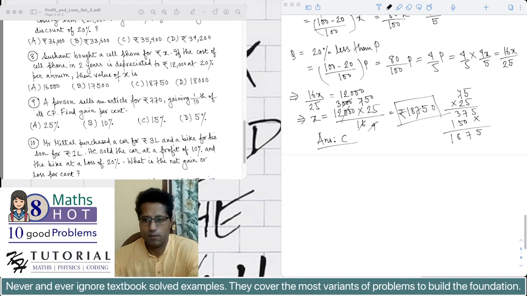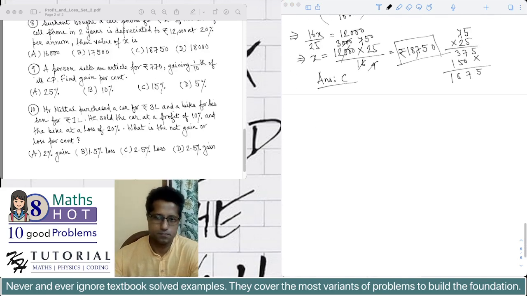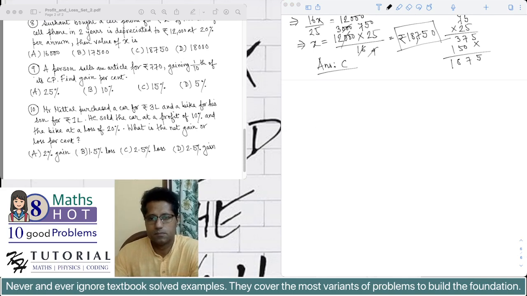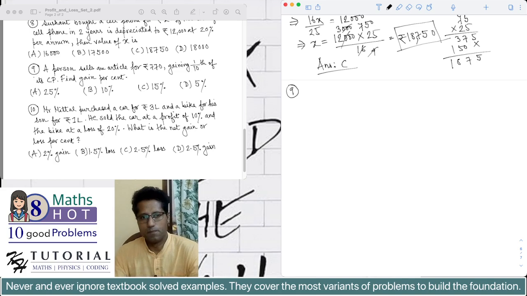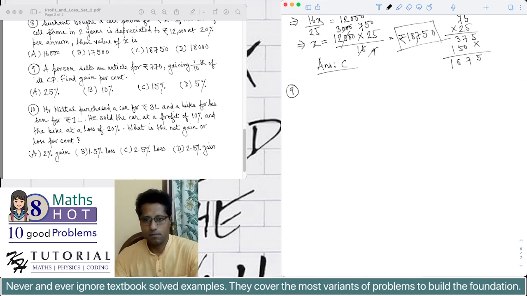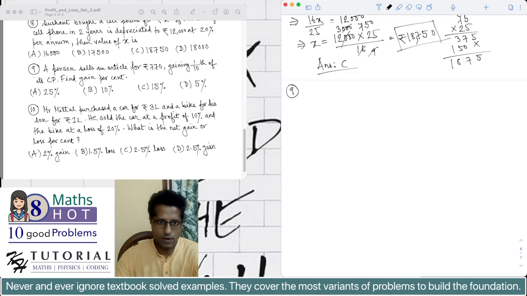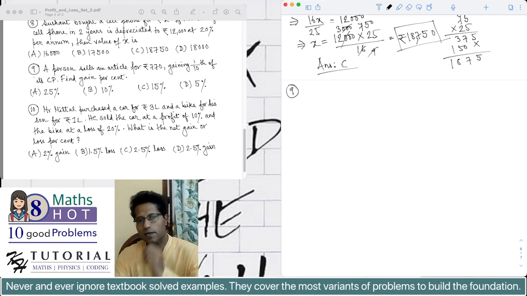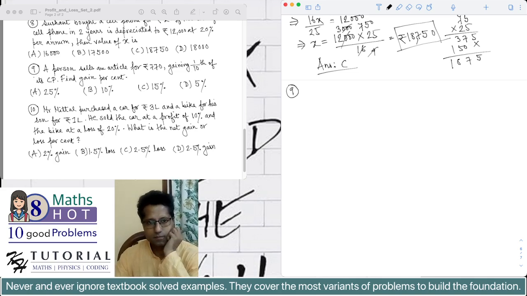Let's do problem number 9. A person sells an article for rupees 770, gaining 1/10 of its cost price. Find gain percent. Gaining 1/10 of its cost price.